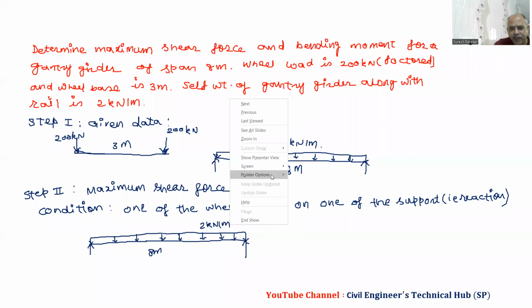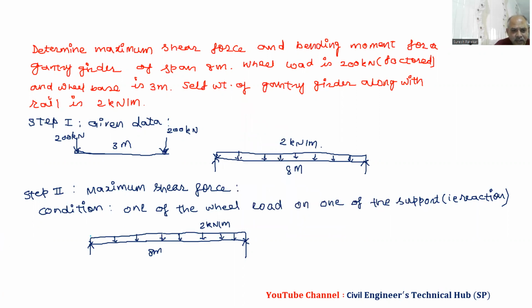We have one of the wheels. We are going to place it on this reaction. So we have one that will be 200 kilonewton over here. And accordingly, we have the other at 3 meter, again 200 kilonewton. And then we are interested to calculate the value of R1, which will be my maximum shear force.